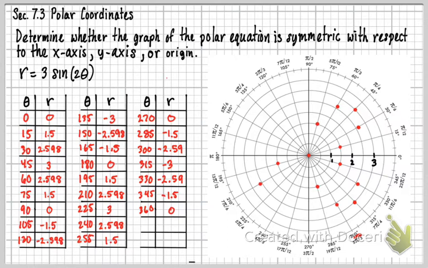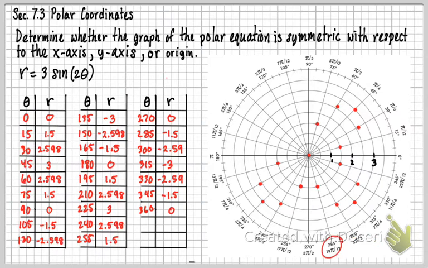And then at 225 degrees, it's going to be 3. And then at 240 degrees, it's going to be 2.59 again. And then at 255 degrees, it's going to be 1.5. So it's going to put it there. And then at 270 degrees, it's going to be back at 0 again.